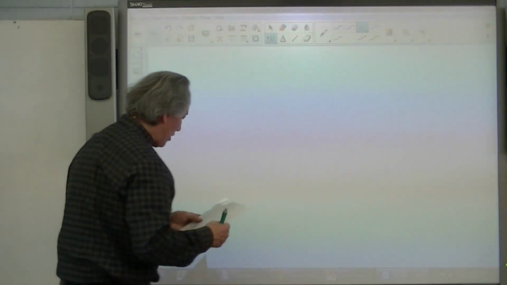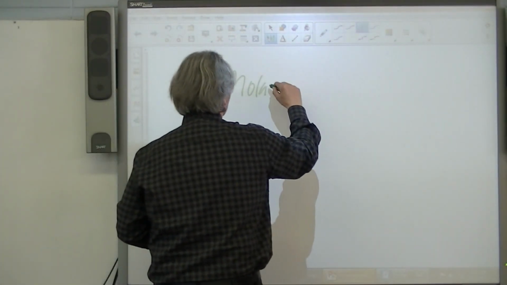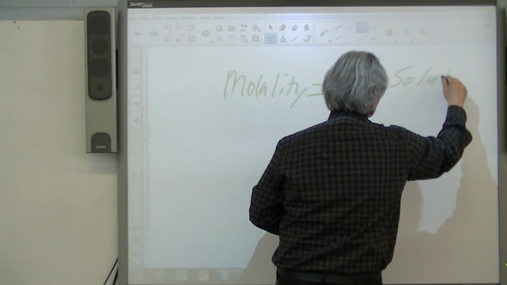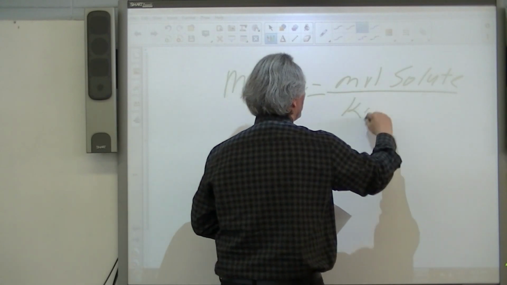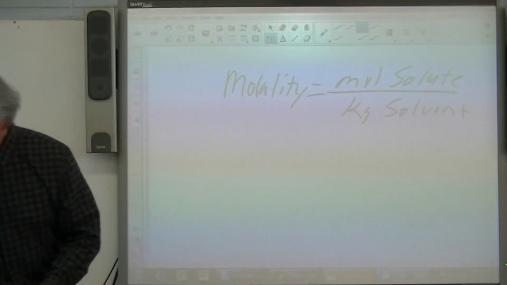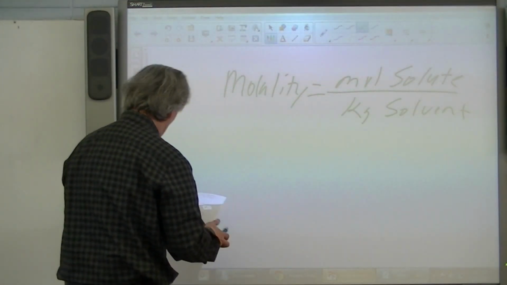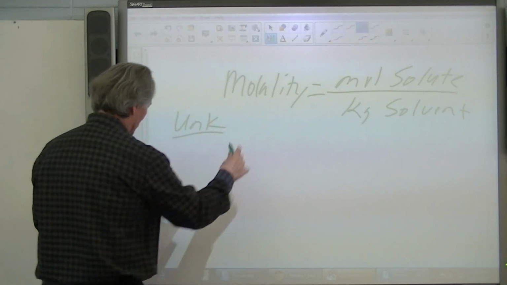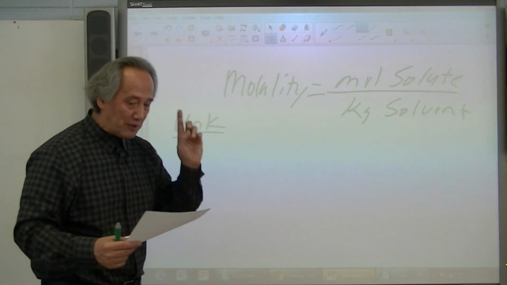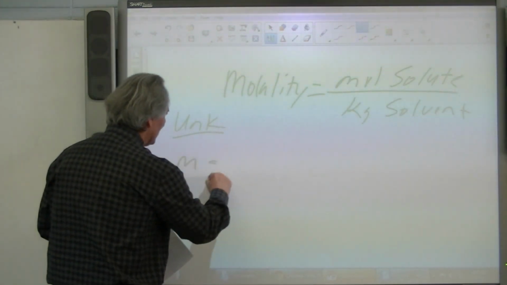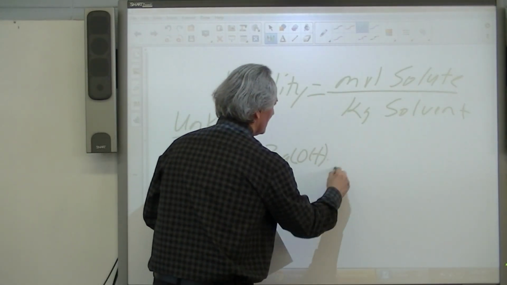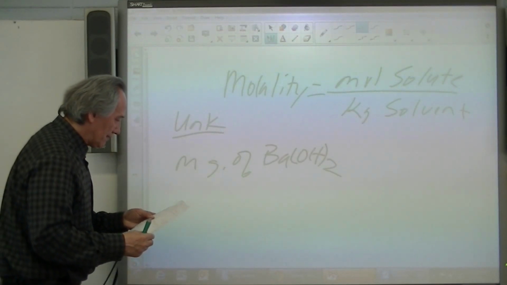Again, this is our second problem of molality. Let me rewrite molality and how it's conventionally written: moles of solute per kilogram solvent. Let's look at what we were given in terms of our unknown. In the problem, it stated that we wanted to identify the mass in grams of the barium hydroxide. No doubt that is our solute.